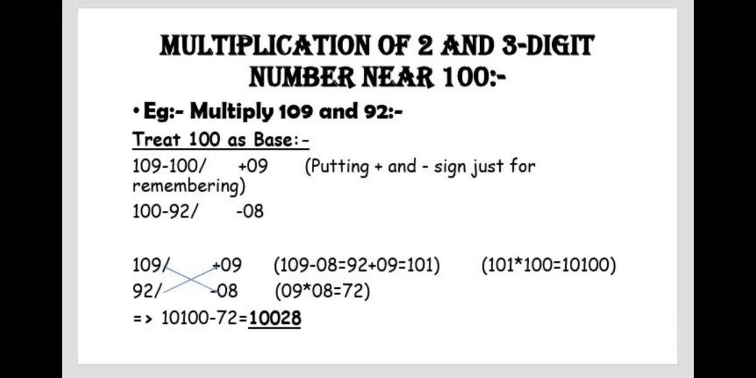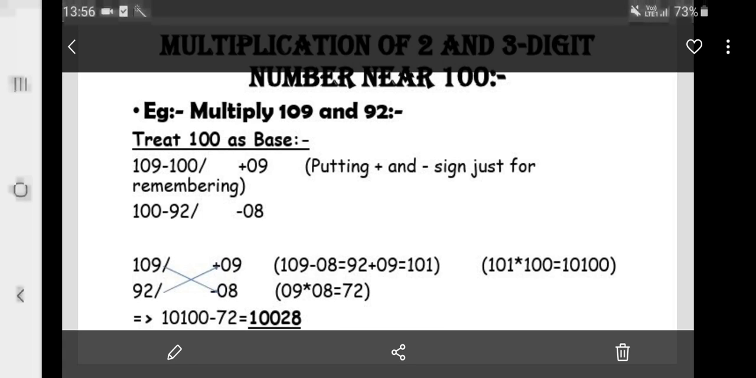Then the next step, again we will multiply the differences 9 and 8 together. So we will get 72. Then in the last we will subtract 72 from the resultant that we got from multiplying 101 and 100, that is 10100. Then we will get the product of the 2-digit and 3-digit numbers, that is 109 and 92, which is 10028.